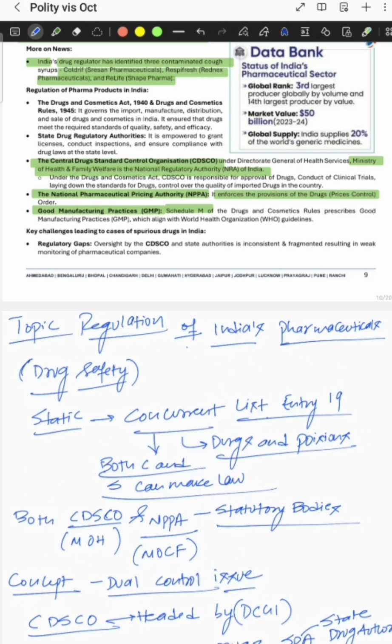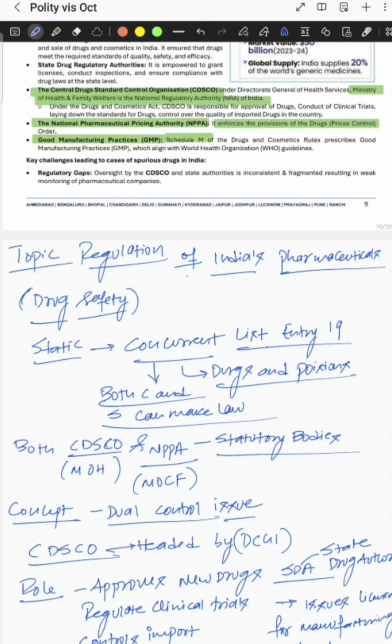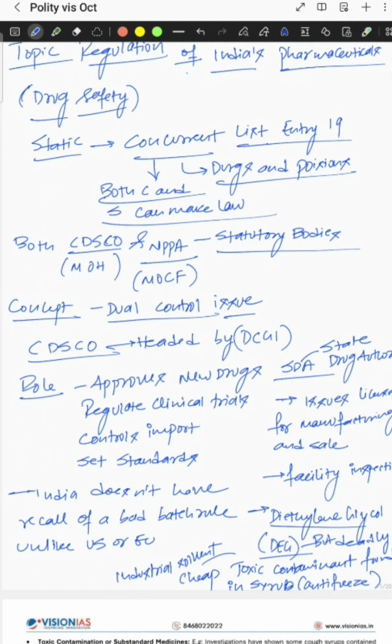What does CDSCO do? It is headed by the DCGI, that is Director General of Health Services. And what is its role? It approves new drugs, regulates clinical trials, controls imports and sets standards. It's basically like setting the rules. And what does the SDA do? It's the State Drug Authority. It issues licenses for manufacturing and sale, and it facilitates inspection.